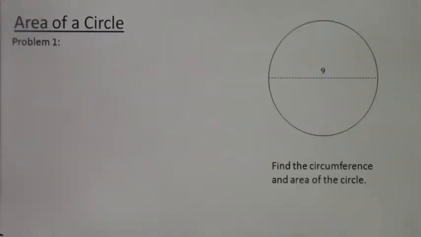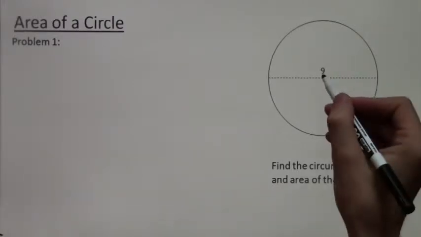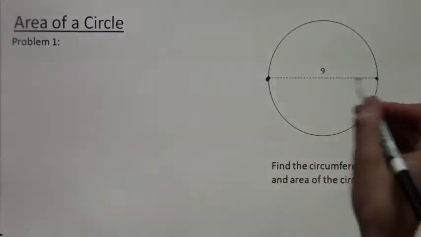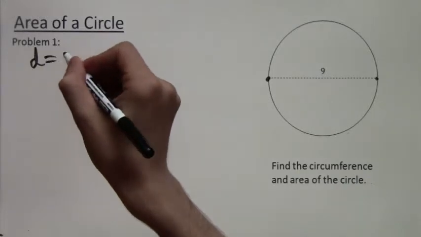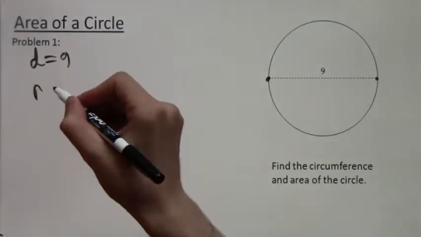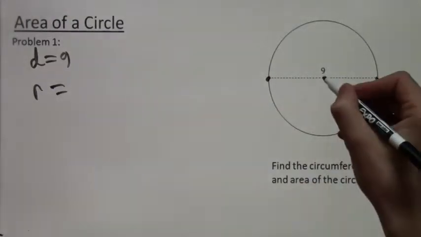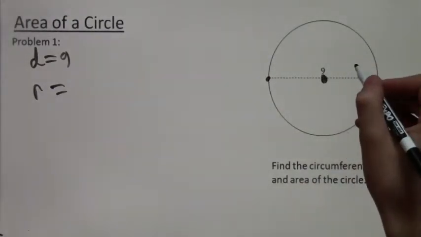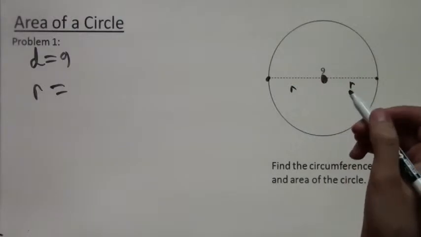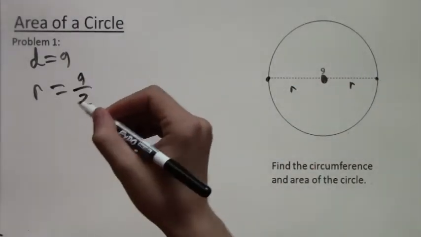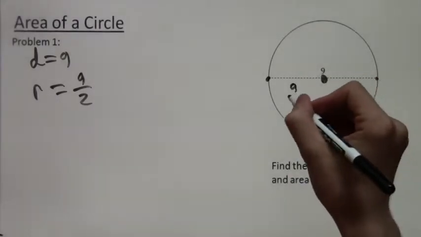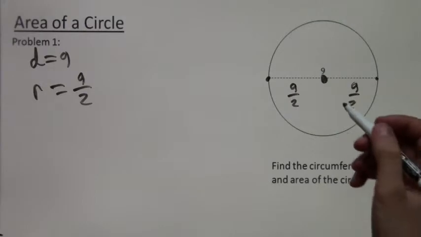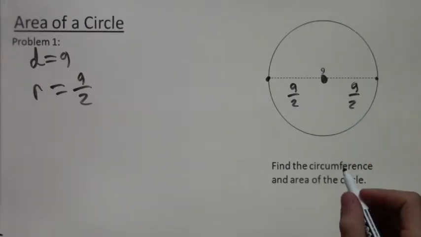So let's do some example problems. Find the circumference and the area of the circle. So here we're given one diameter, a line across, and it's got length 9. So diameter is 9. The radius then is half of that. See, look, there are two radii in the diameter, so that means that the radius is half the length of the diameter. So 9 over 2, and of course 9 over 2 on the other side. And they add up to 9, which is correct. So r is 9 over 2.